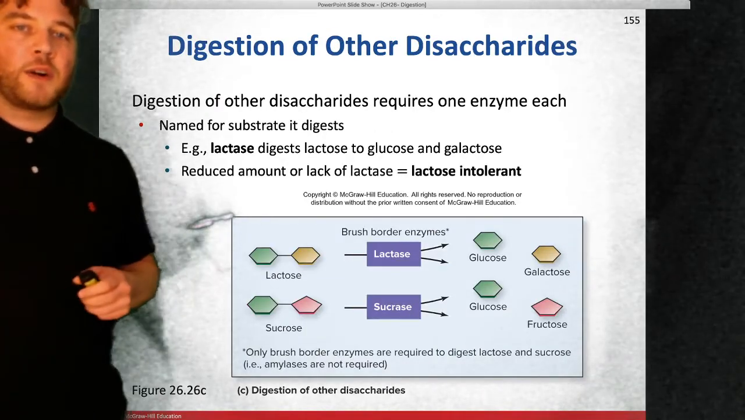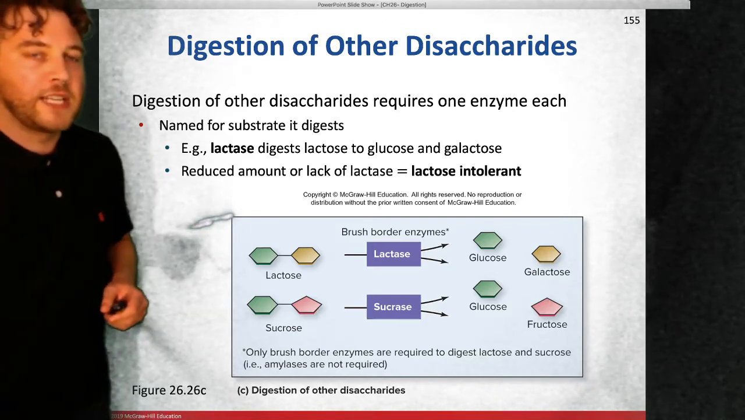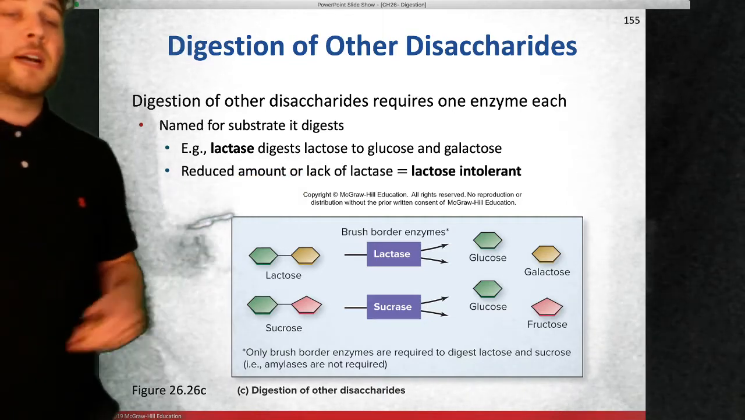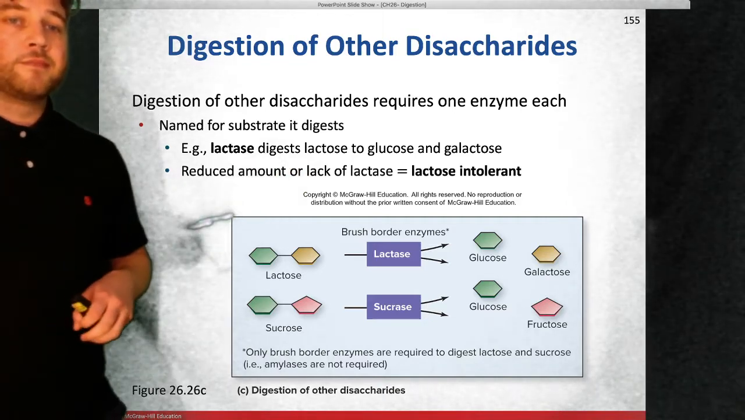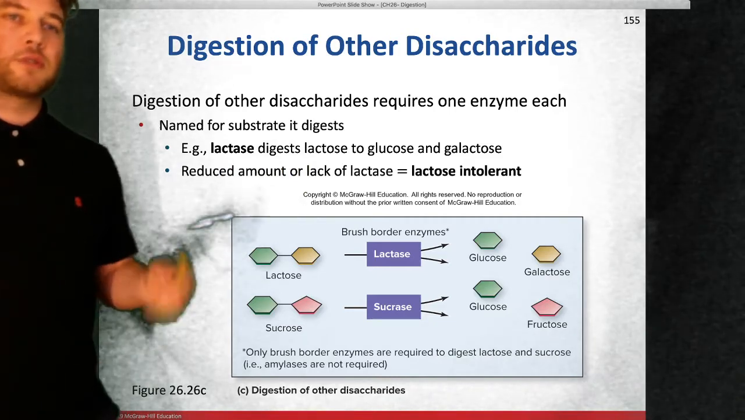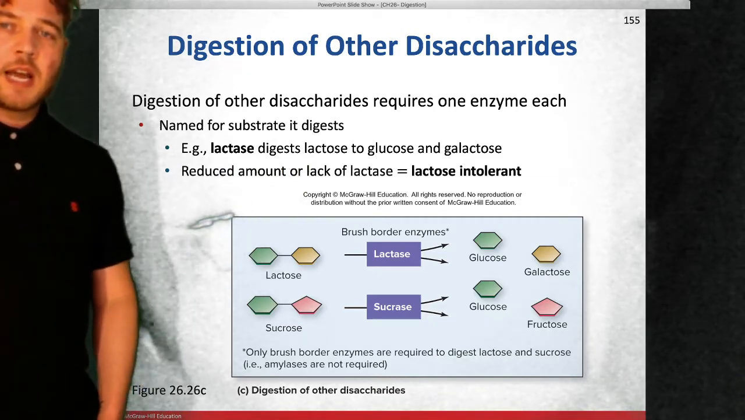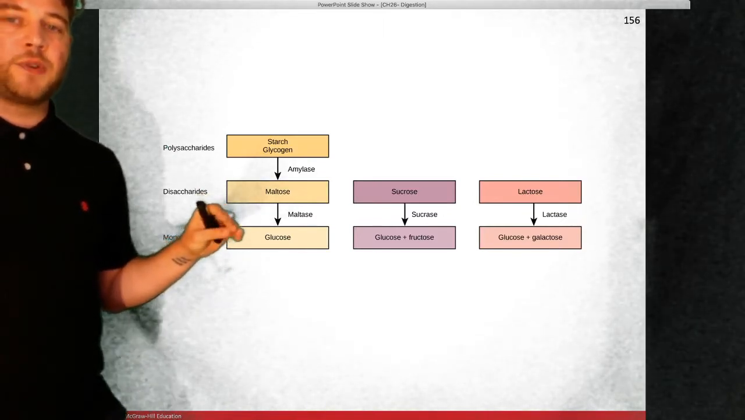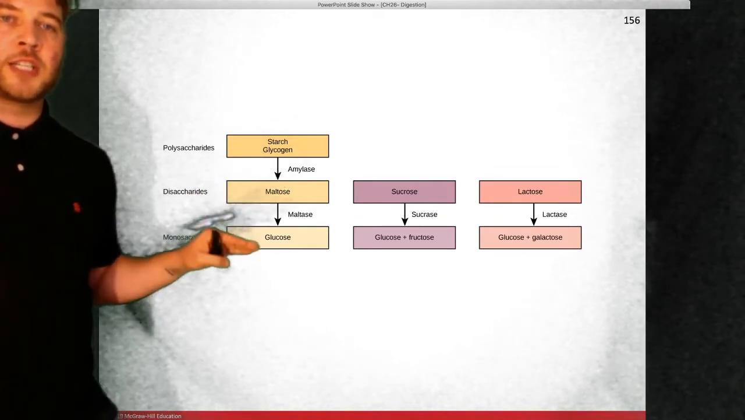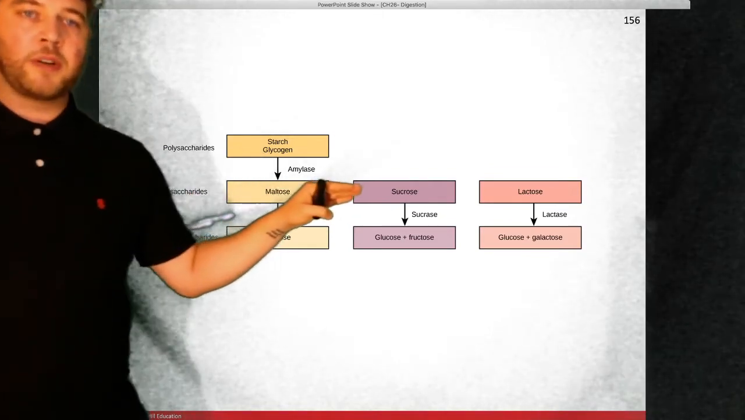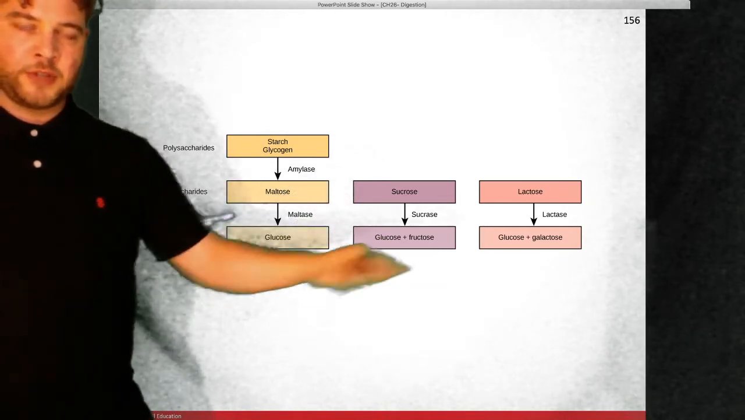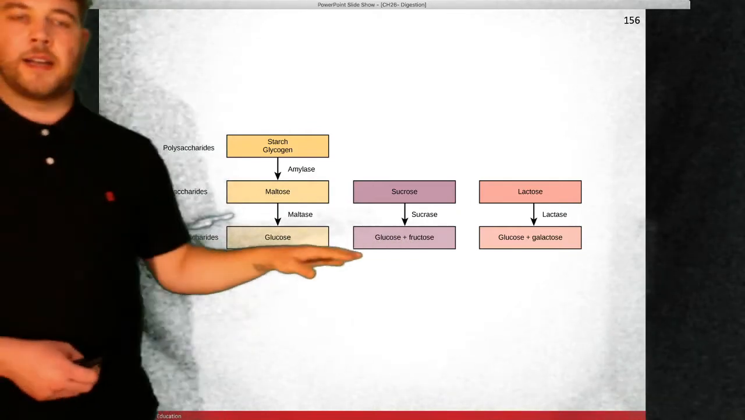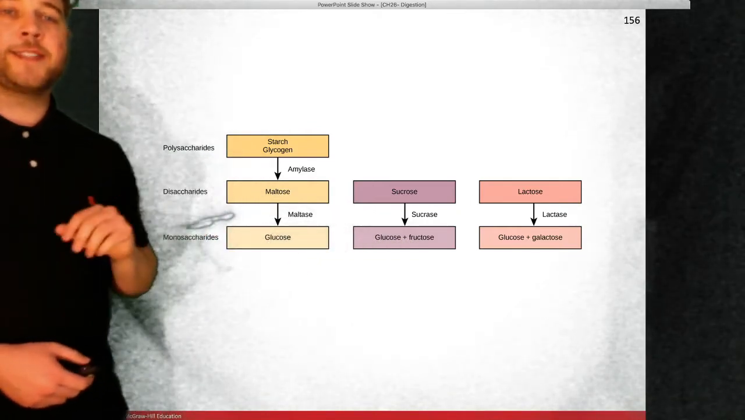Digestion of other disaccharides requires one enzyme each, named for the substrate that it digests. Lactase digests lactose, maltase digests maltose, sucrase digests sucrose, all those things. I don't get super specific into, okay, you can break maltose down into chains of glucose, and if you have sucrose, you can break sucrose down into glucose and fructose. I'm not really concerned with that, that you know what the monosaccharide components are of the disaccharides.